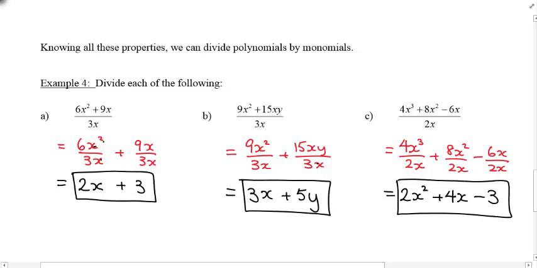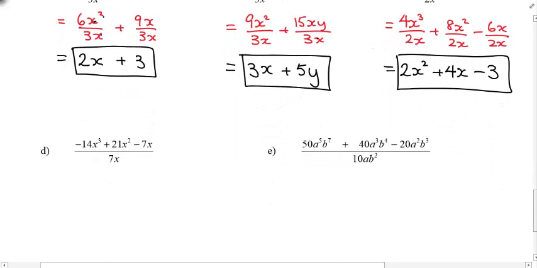Okay. I think you get the idea. So you try D and E. And then once again come back to double check your answer with mine. And I hope you are correct. If not, make the changes and then be ready to try more in class.